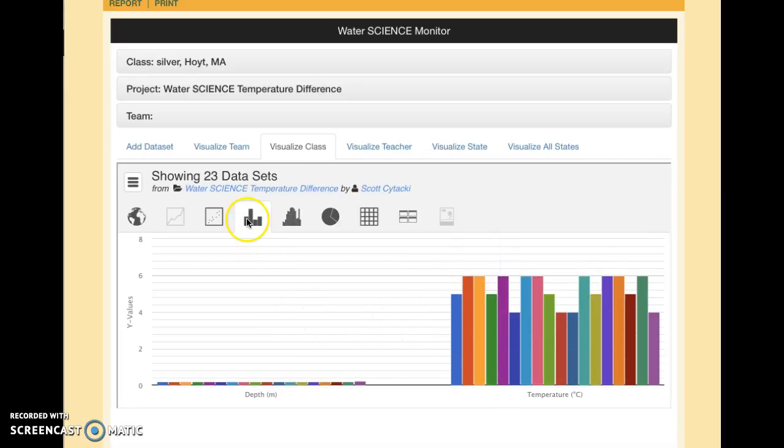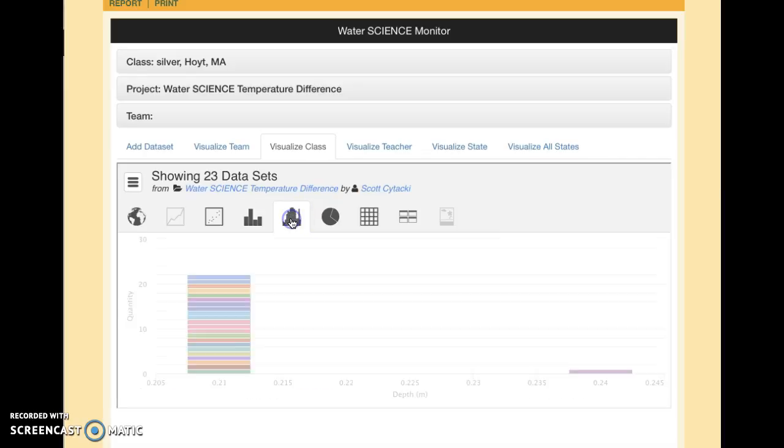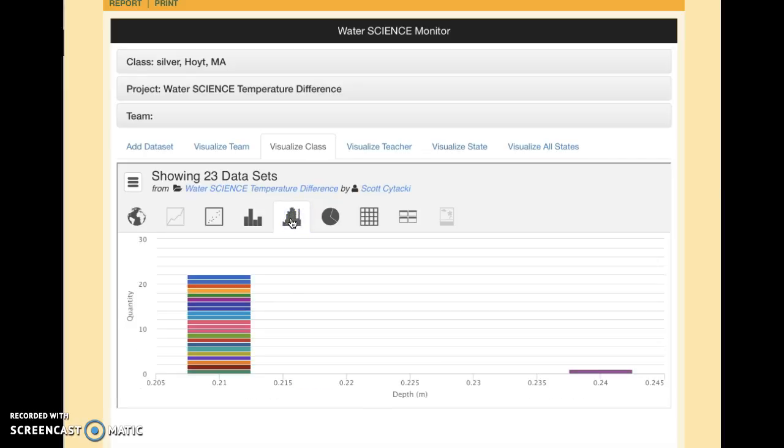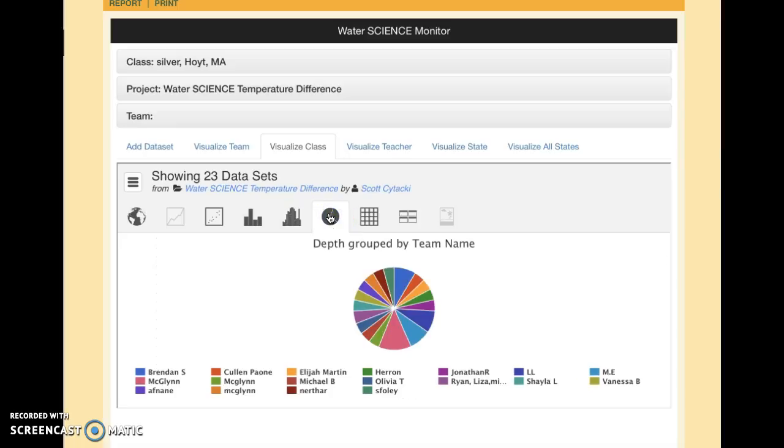Now, other than the bar chart here, are there any better ways to display my class data? I can look at the histogram here, and the histogram tells me, interestingly enough, it's only showing the depth. It doesn't show the temperature. So that is not as exciting. It shows me that 22 people in this class had a depth of 0.21 meters. One person had the depth of 0.24 meters. And this actually shows me the depth grouped by team name.